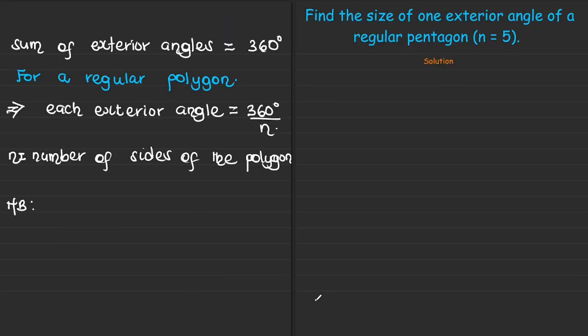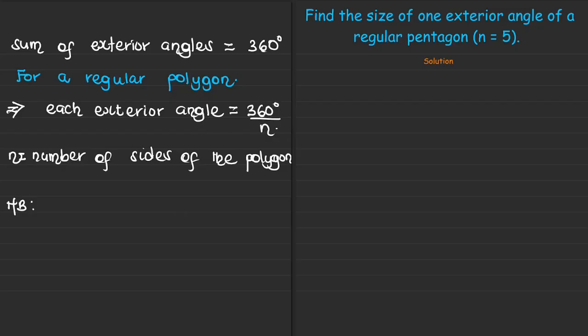Our question says, this is going to be our first question. It says, we should find the size of one exterior angle of a regular pentagon. Take note, it says you should find just one of them. How do we do this? So remember our formula we stated here. We said each exterior angle equals what? 360 all over n. You see?